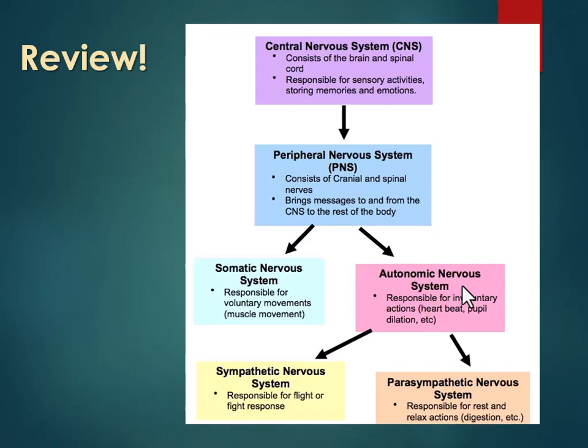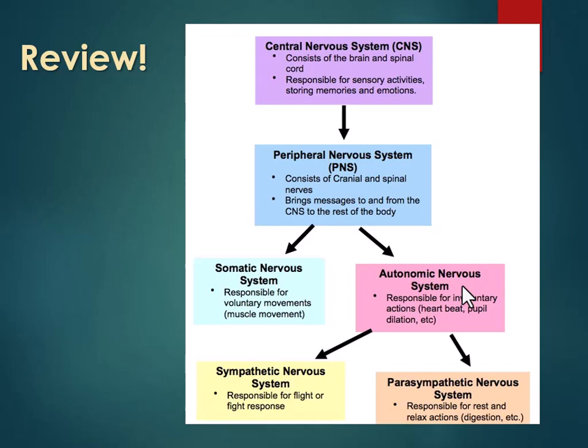So this is controlling things like your breathing rate, your heart rate, whether your pupils are dilated or not, whether your kidneys are fully going crazy with filtration or slowing down, the digestive system, whether food is being digested or it's slowed down.